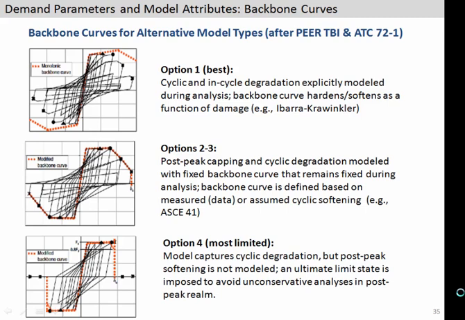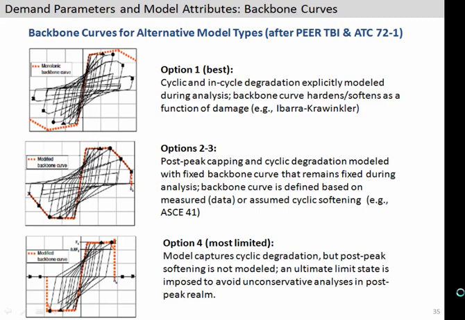Options 2 and 3 are put together here. These are ones where you say, well, in my analysis program, the backbone curve has this negative stiffness, but that backbone curve is fixed in the analysis model. So as many cycles as go by, that backbone curve is going to be fixed there. It's picking up that negative slope, but it can't degrade. So that would be option 2.